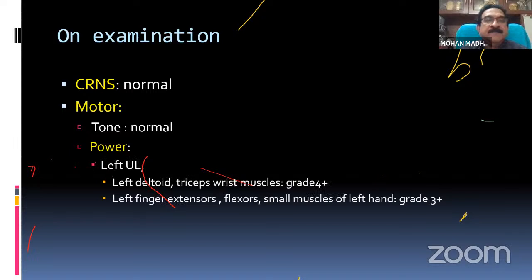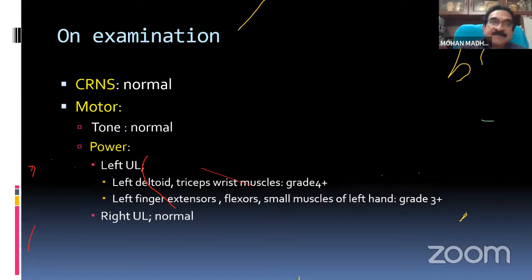On power, left upper limb, left deltoid, triceps muscle, grade 4+. Left finger extensors, plexus models, hand grade 3+. But there's always a problem in examining muscle power in the case of severe sensory loss. The patient does not know the position where the hand is, he will not be able to know whether he is exerting full power or not.